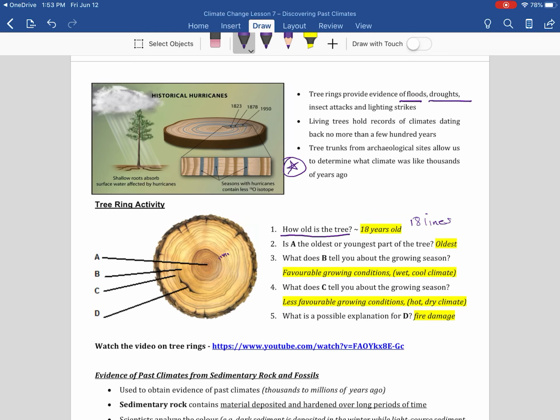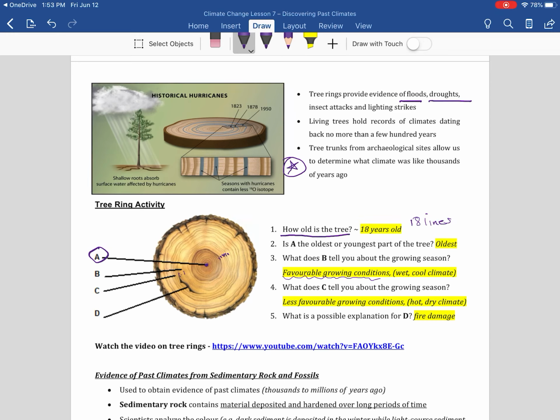Okay. So is A the oldest or the youngest part of the tree? Well, it works its way out. So this is like the pith part, right? So this is the oldest part of the tree. If we're looking at B, it's a pretty wide tree ring. See, it's super wide. Oh, I realize that my answer is where C is, but that's what B is referring to. So it's a wide tree ring. So times were good for the tree at that time.